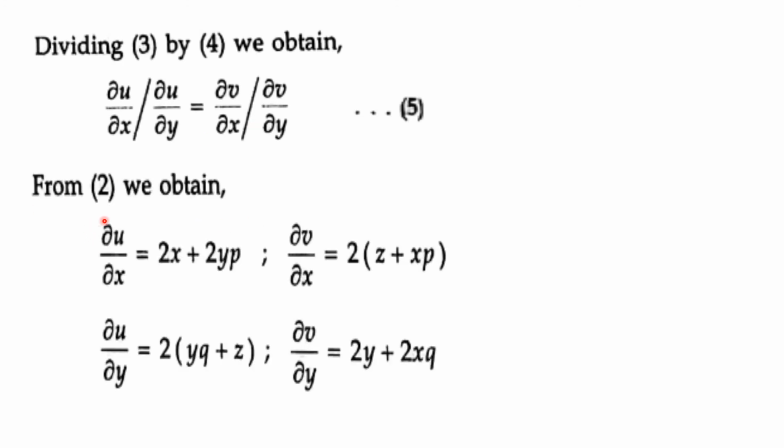So from 2 we obtain, we have to differentiate u with respect to x. So differentiation of x squared is 2x. Differentiation of y squared z is 2y into dou z by dou x. So dou z by dou x is p. So that will be 2yp. Okay. You can take 2 as a common term and write it as x plus yp. Similarly, we have to differentiate it with respect to y. So you get 2 into yq plus z, and when you differentiate v with respect to x, you get 2 into z plus xp, and v with respect to y, plus 2zq. So we have to substitute all these in equation 5. Okay, take out the common term from dou u by dou x as well as from dou v by dou y.